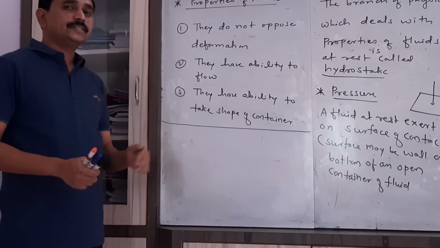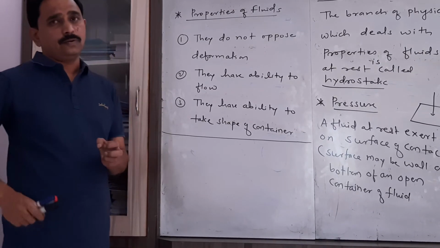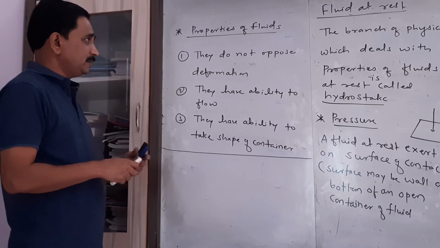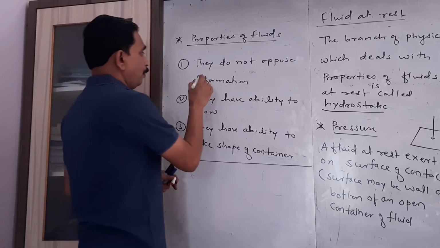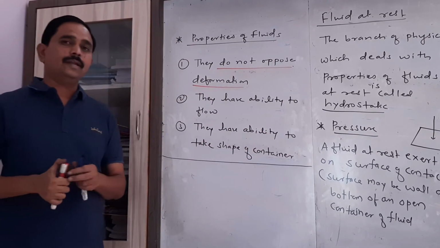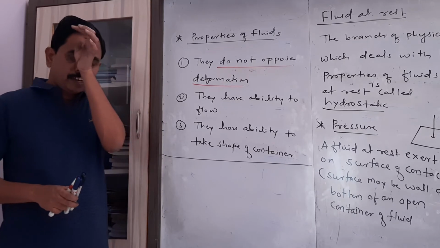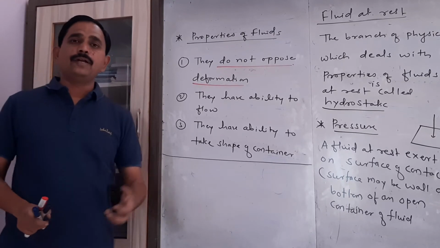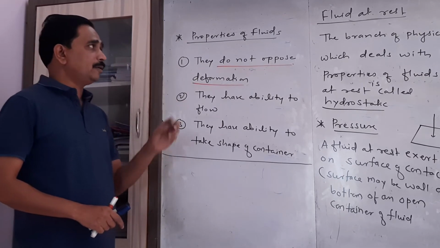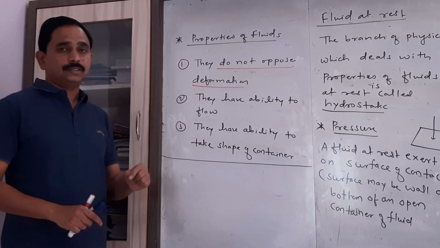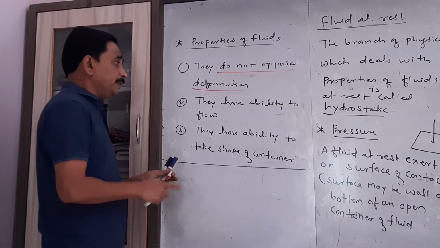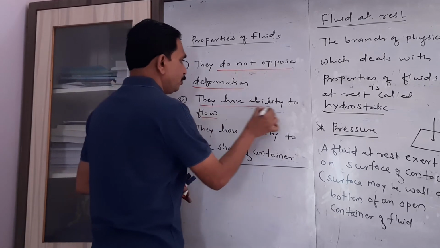Now, from the discussion of fluids, we can conclude the properties of fluid. Generally, fluids don't oppose deformation. We already discussed that when we apply force, fluids easily undergo deformation. So that's why I write the first property of fluid as: generally, fluids do not oppose the deformation. Second one, they have the ability to flow.